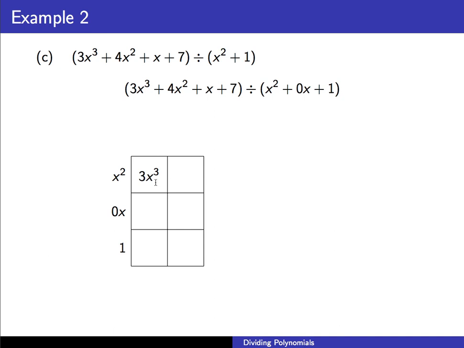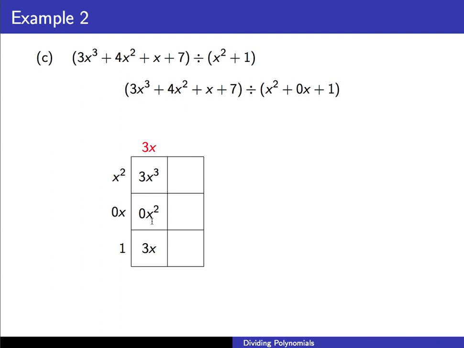Above that 3x cubed, we're going to write the answer to 3x cubed divided by x squared, which is 3x, and 3x times x squared is 3x cubed. And then let's multiply. 3x times 0x, below that is 0x squared. And then in our bottom row, 3x times 1 is 3x. So now we've accounted for the 3x cubed, now we have to account for the 4x squared.